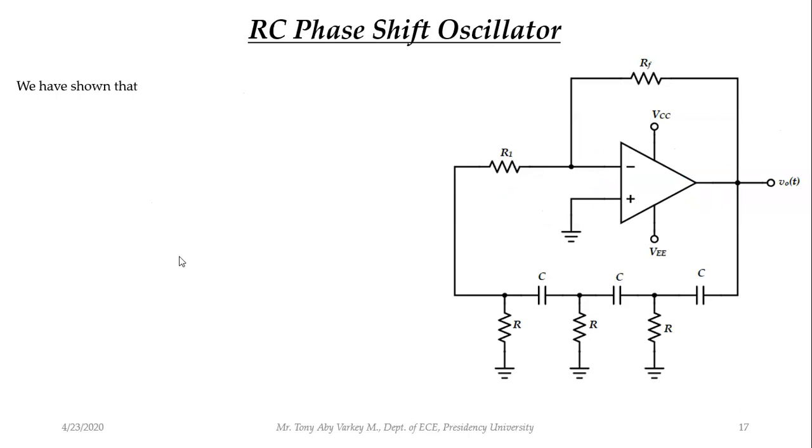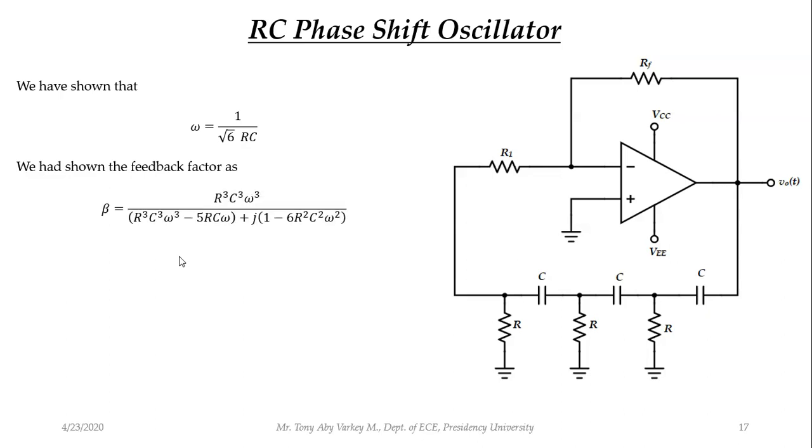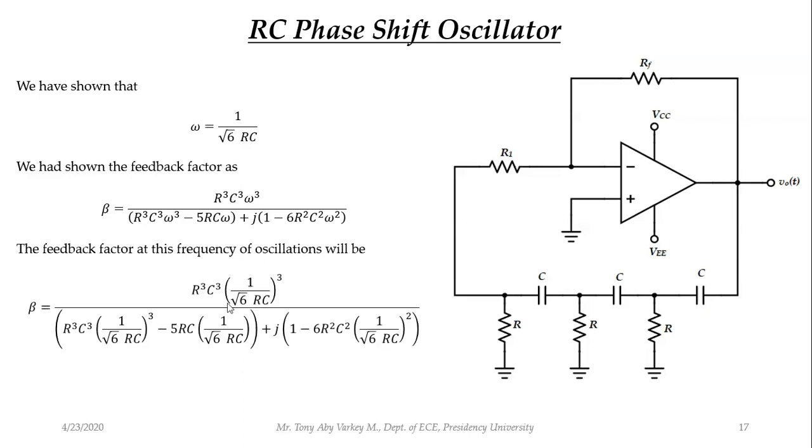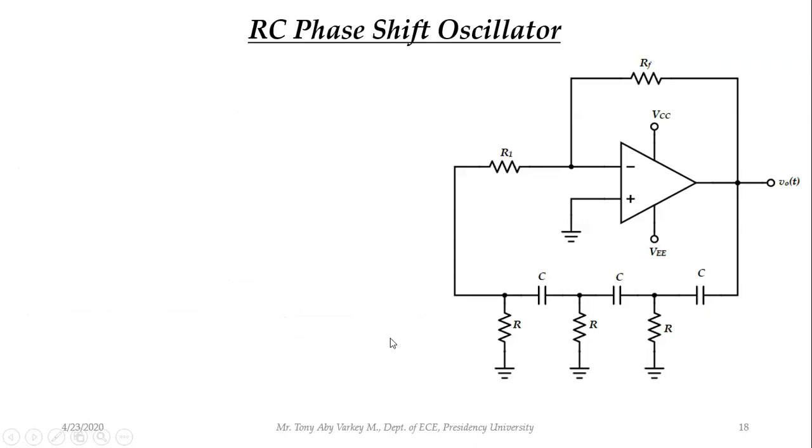Now we have shown omega equal to 1 by square root of 6 into RC. We had shown the feedback factor, which I am writing here again. At this particular value of omega, what will be beta? I will just substitute omega equal to 1 by root 6 RC everywhere.